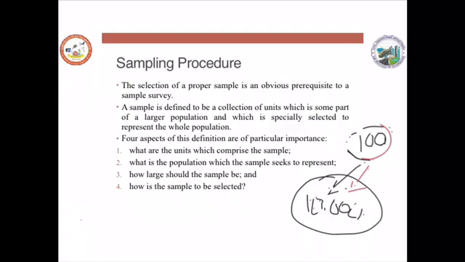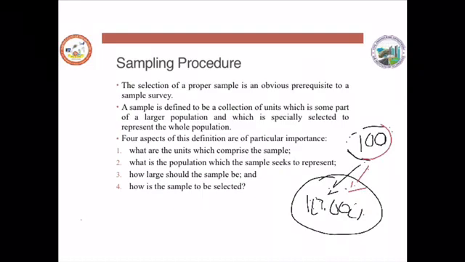When the sampling is done, we need to keep in view four important points. First, what are the units which comprise the sample? Secondly, what is the population which the sample seeks to represent? Third, how large should the sample be, and at last, how is the sample to be selected. We will address all these four aspects in the coming slides.